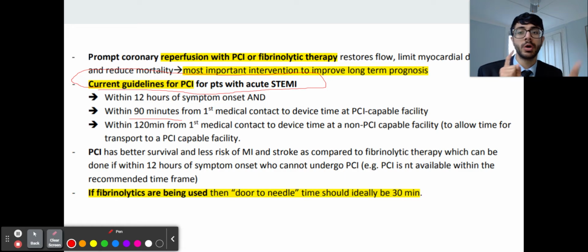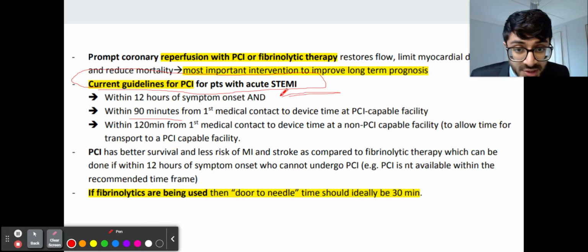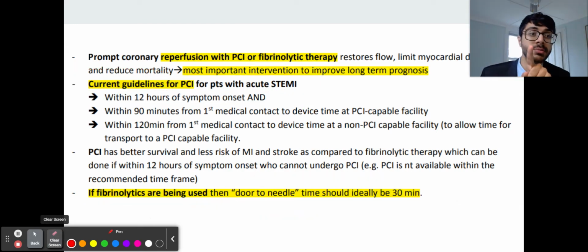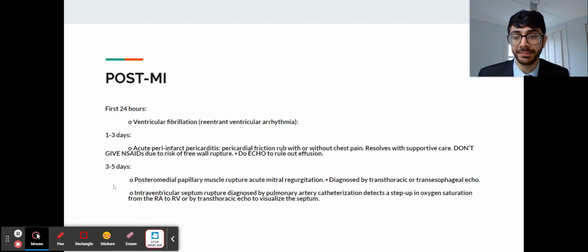This is something people get wrong all the time. So it is within 12 hours of symptom onset. This part is the part that people get wrong a lot. So PCI is obviously better than thrombolytics, and thrombolytic time, door to needle time, is usually less than 30 minutes. You can pause it and read everything else on the slide, but that fact that within 12 hours of symptom onset, you're good, you can still get PCI'd, is something that people forget.